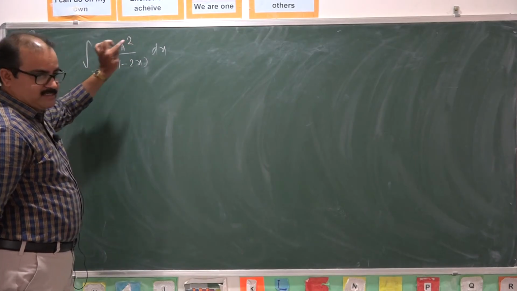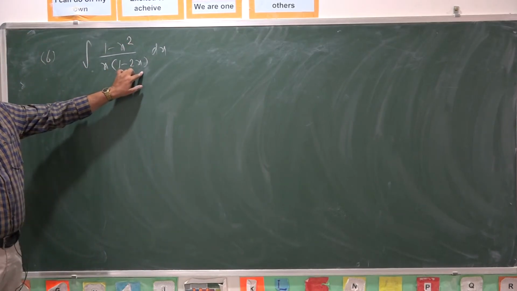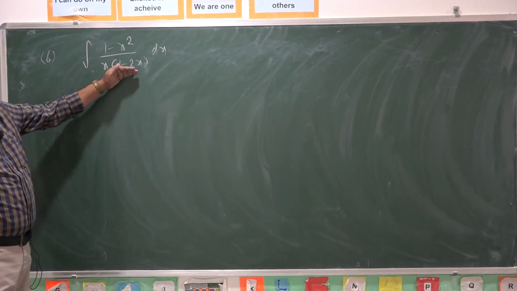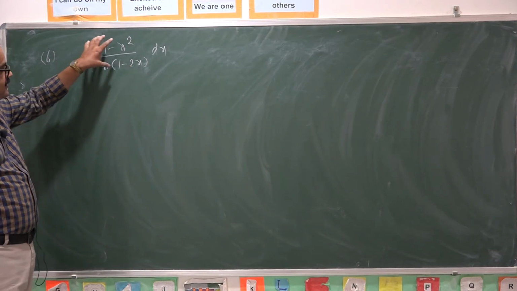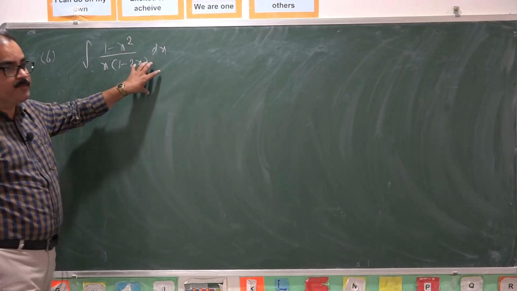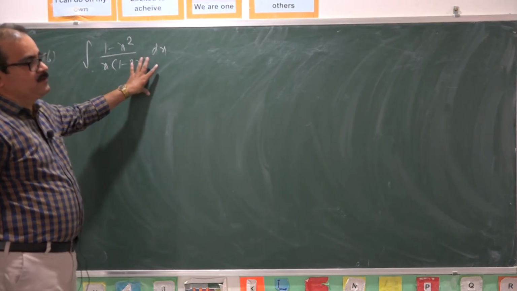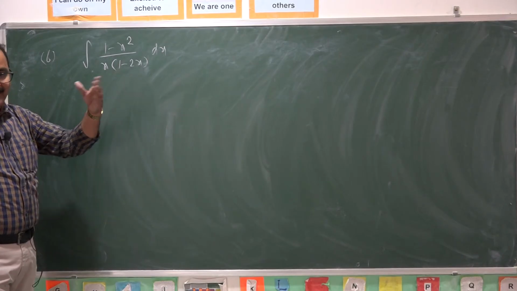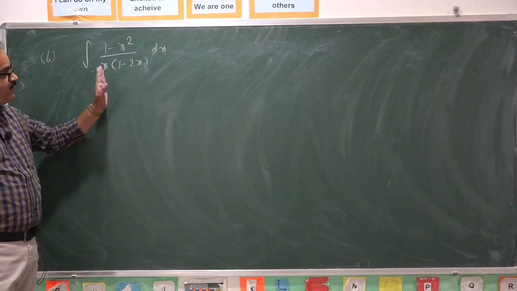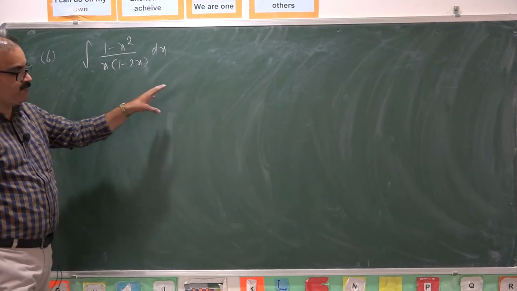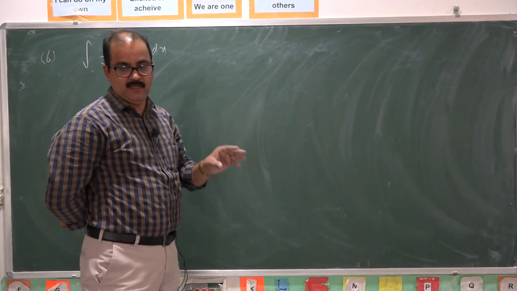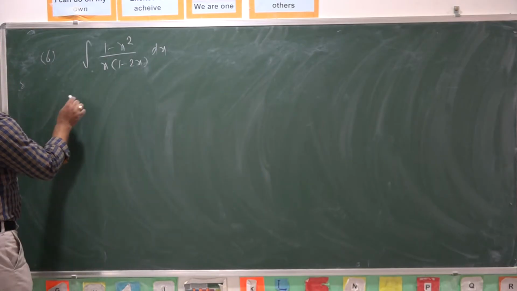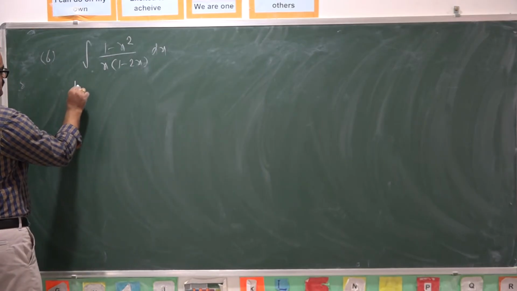Degree of numerator is 2, degree of denominator is also 2. If degree of numerator and degree of denominator are same, then this fraction is called improper fraction. We can't reduce improper fraction directly into partial fractions. First of all, convert improper fraction into proper fraction by using ordinary division.